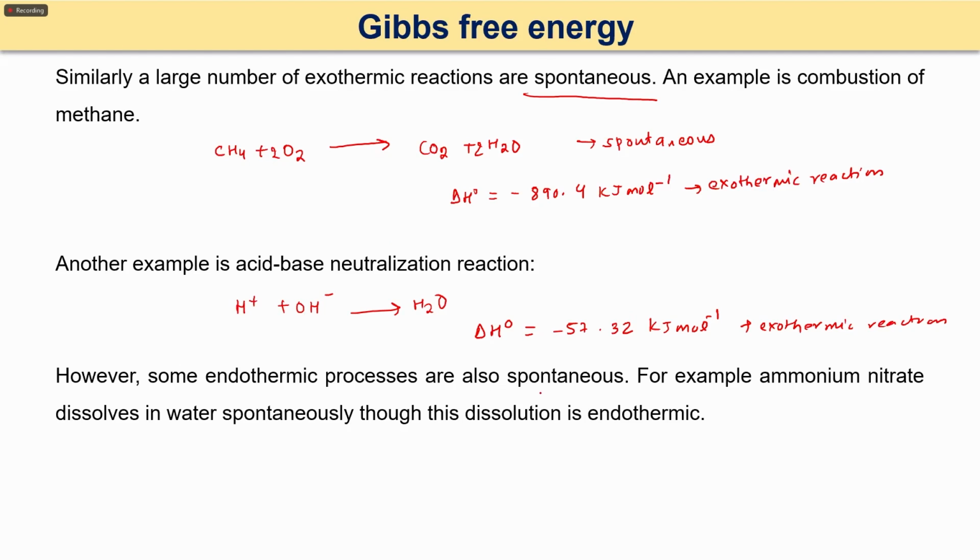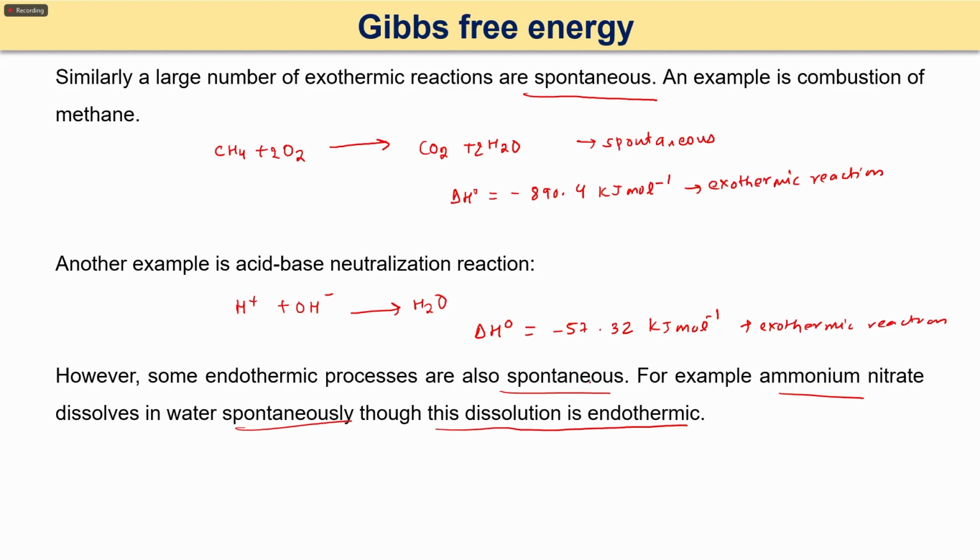However, some endothermic processes are also spontaneous. Here exothermic reactions were spontaneous, but that doesn't mean that endothermic processes or reactions will not be spontaneous. There are some examples where endothermic processes are also spontaneous. For example, the dissolution of ammonium nitrate in water is a spontaneous process, though this dissolution is endothermic.